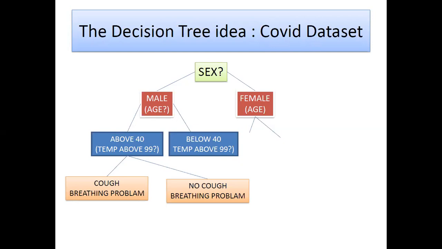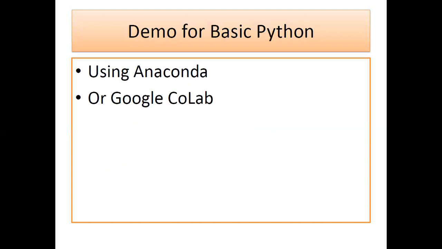Dear viewers, you'll be excited to know that this whole thing which I have done by hand is going to be done by the decision tree classifier model, which is a part of Python. It is going to do it for you. You don't need to take any tension. We'll see a demo also, basically using Anaconda or Google Colab. I'll be choosing Anaconda for you.